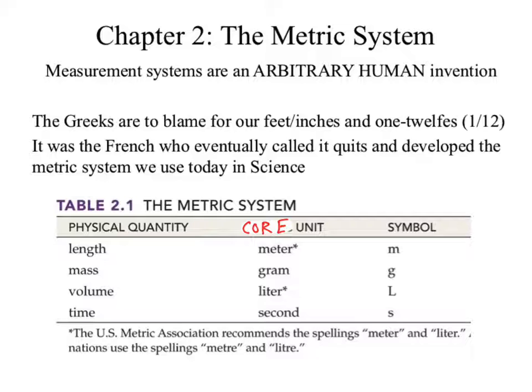When we look at length, our core unit is a meter. When we look at mass, it's a gram, volume, liters, time, seconds. Okay, time is a little bit weird. We could probably just delete that one off there because we get minutes and other things.